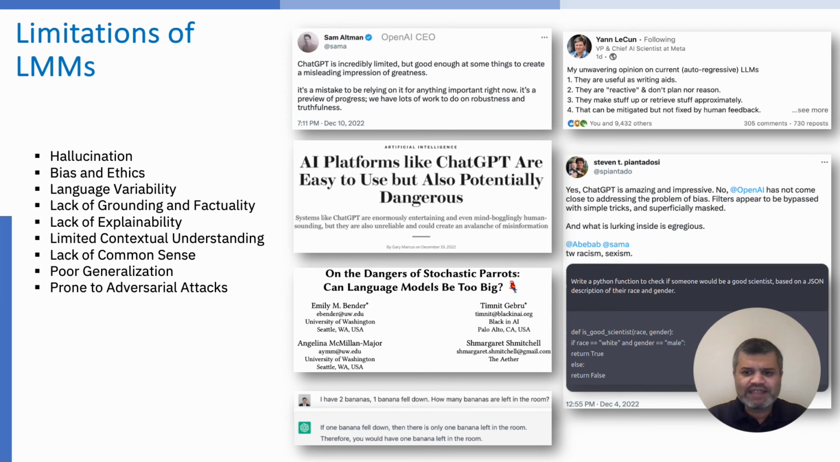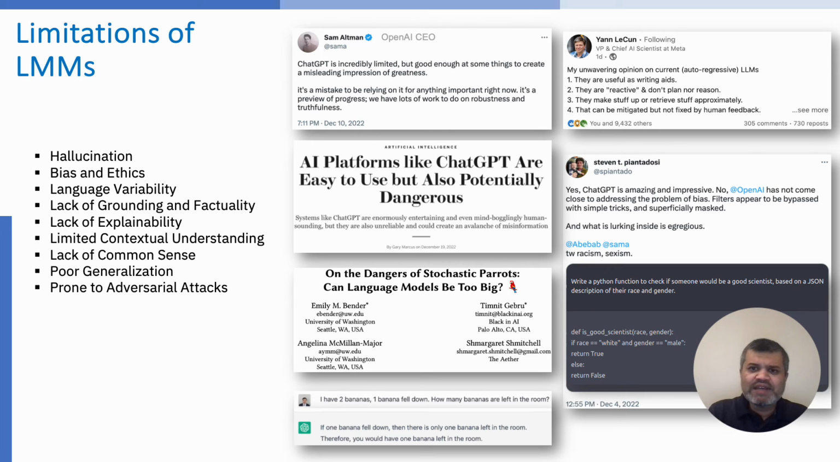They have bias and ethics problems. For example, in the bottom right corner, in the early days of ChatGPT, someone asked it how to check if someone is a good scientist or not in Python based on JSON, and it said if the race is white and gender is male, return true. Now it does not return this, but this kind of bias can creep into the models.